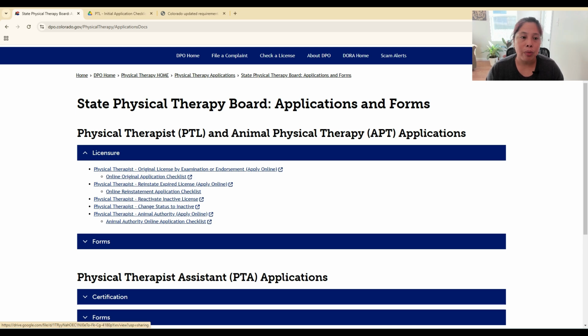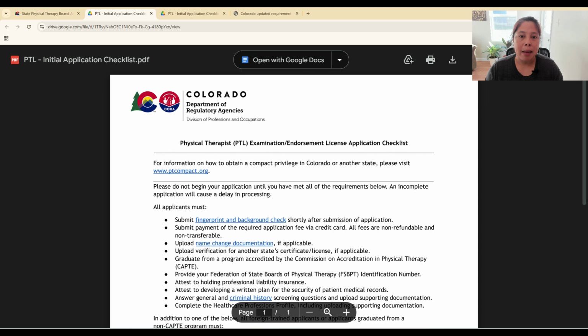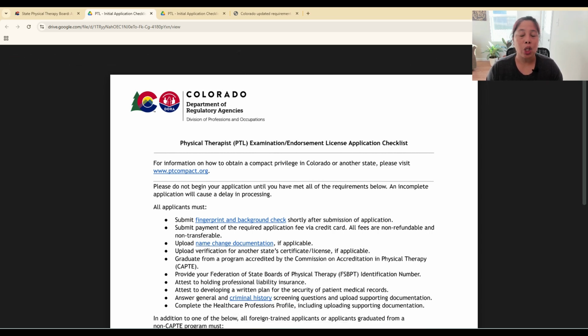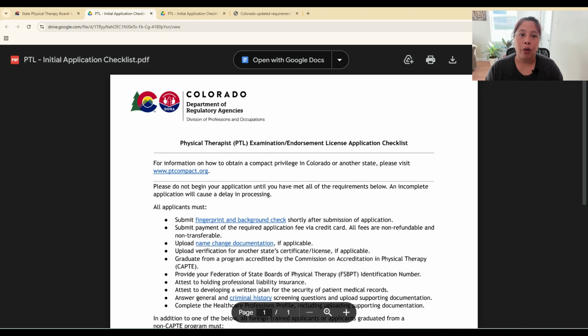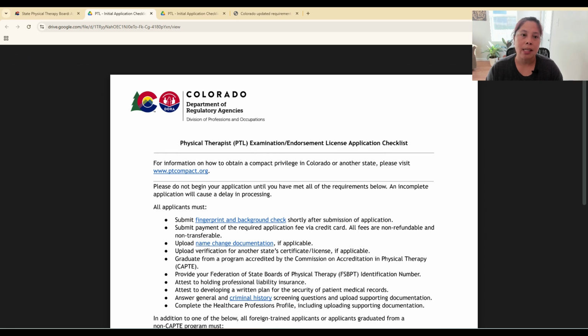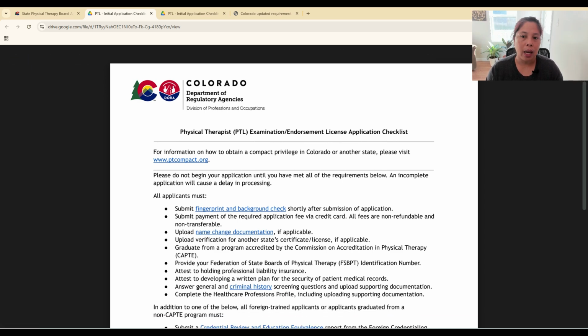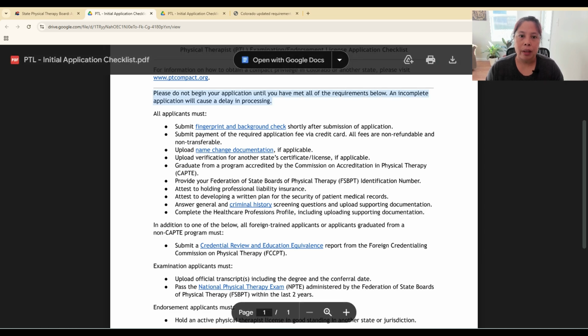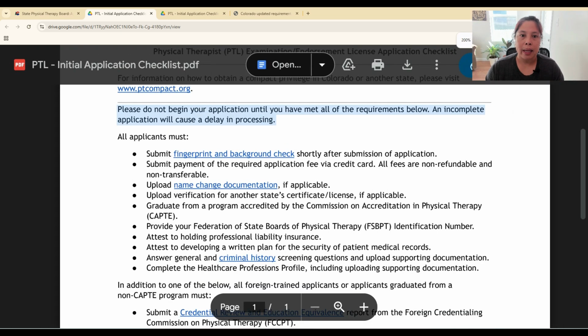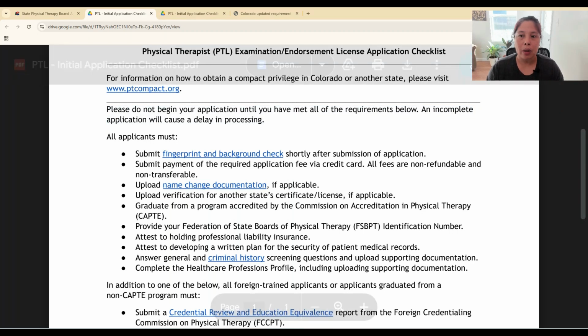But I would like to focus right now on this. This is the physical therapist examination or endorsement license application checklist. Endorsement, if you're not familiar with that term, means you're already licensed, for example, in New York, and you want to transfer your license to Colorado. As you can see, this is the official information from the Colorado Department of Regulatory Agencies, Division of Professions and Occupations. It says here, please do not begin your application until you have met all the requirements below. An incomplete application will cause a delay in processing.